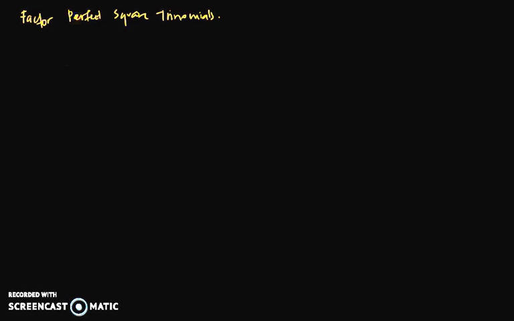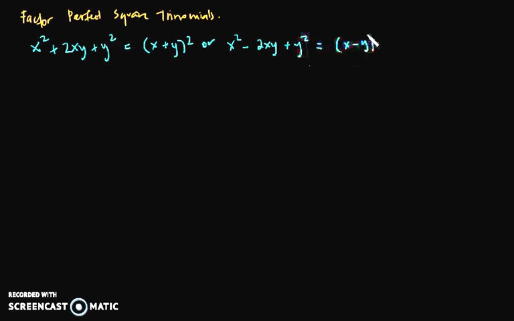That is given by, if you have x squared plus twice the product of x and y plus y squared, this is simply equal to the quantity x plus y squared. Or if you have x squared minus 2xy plus y squared, you simply change the sign. That would be x minus y squared. So let's have some examples.